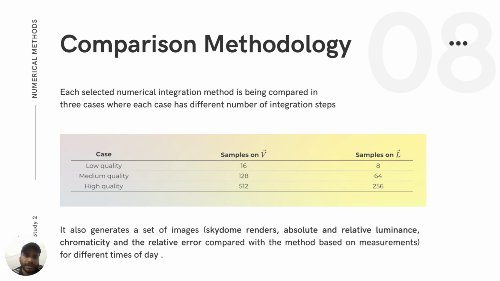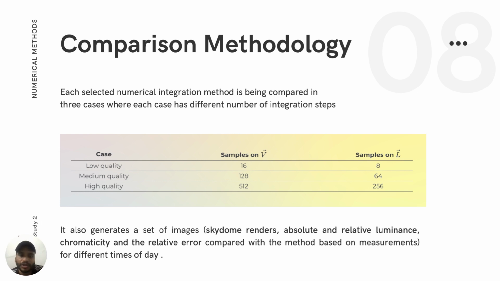So let's see how we are comparing these three methods. Each selected numerical integration method is compared in three cases, with different integration steps, that is, how many steps it takes when the ray comes from V and the sample on L after the scattering. For low quality we are taking 16 and 8, for medium quality 128 and 64, and for high quality 512 and 256. So we are comparing for low, medium, and high quality, right?